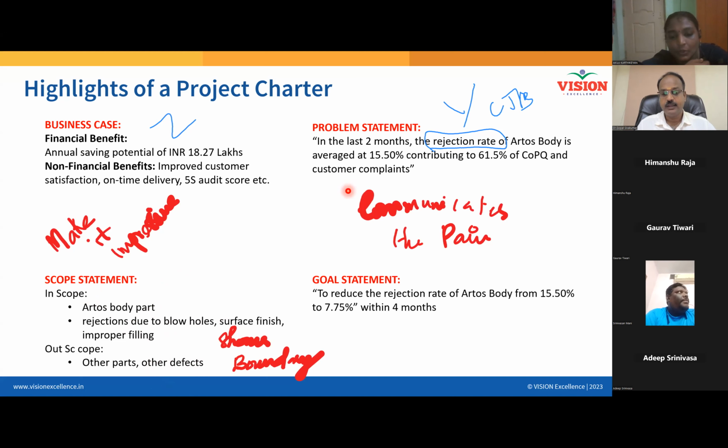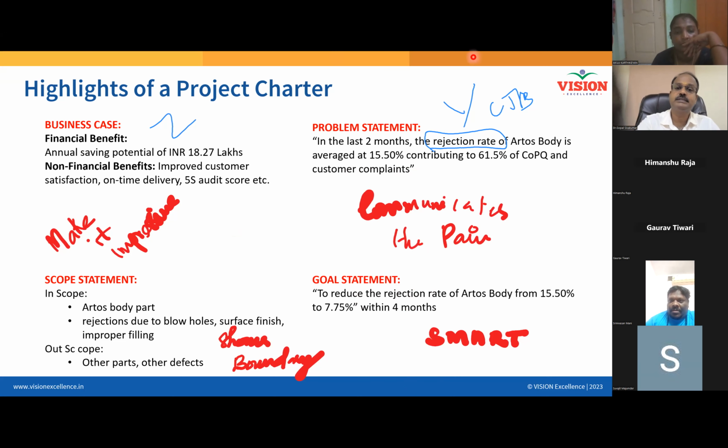to show the boundary. And goal should be SMART. What is the meaning of SMART? Specific. Measurable. Very good. Specific, measurable, achievable, relevant, time bounded. See here, timeline is also given. Within 4 months, we are going to reduce the rejection from 15.5 to 7.75. Then the project leader, finance controller, project sponsor, all of them will be signing. So this is how the project charter will look like. Okay. So we just move on.